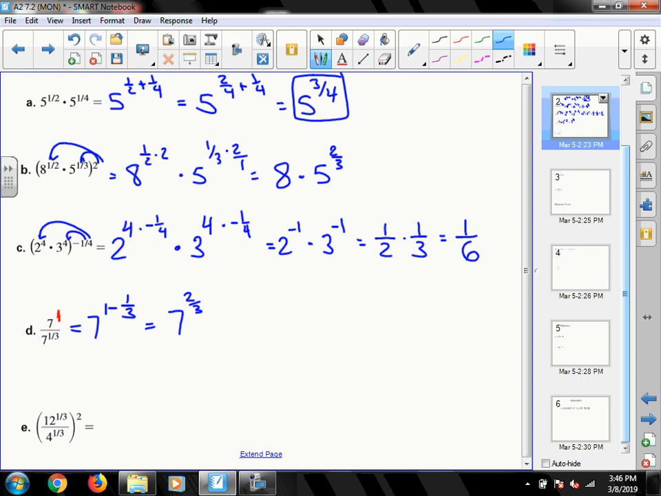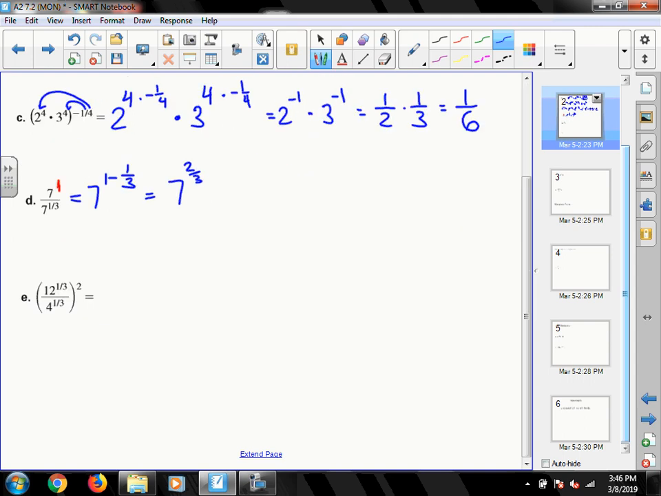And again, 7 does not have a perfect cube root. Just leave it like that. That's fine. Unless it comes out very, very nicely, I'm not going to expect you to go past 7 to the 2/3.